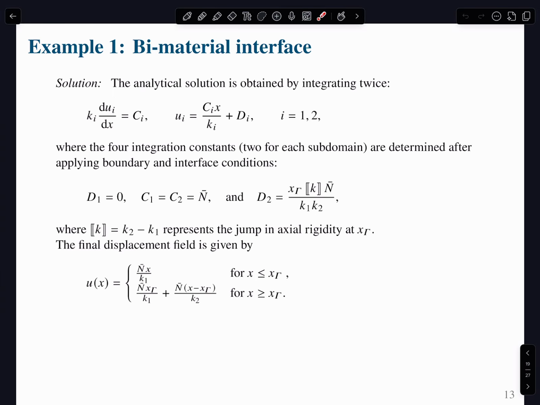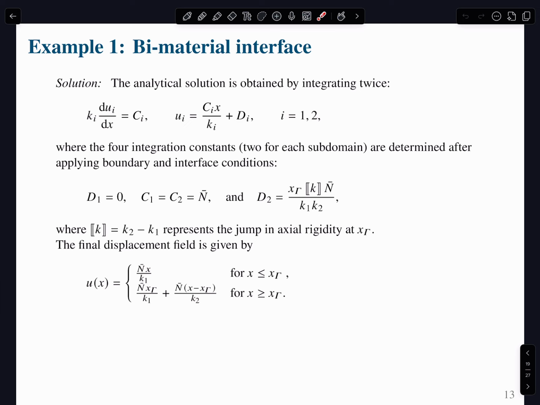Okay, so we are ready to work out the problem. All I have to do is to integrate that expression twice, right? And so I have, for instance, the first time I integrate, the first constant of integration in each subdomain, I call that Ci.